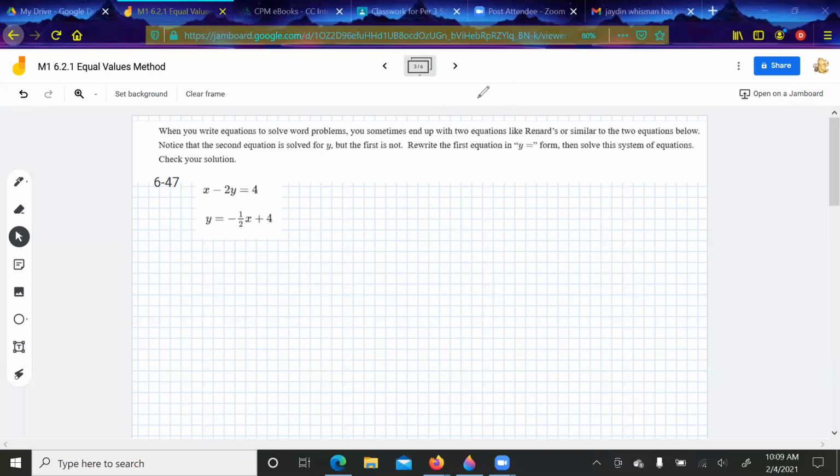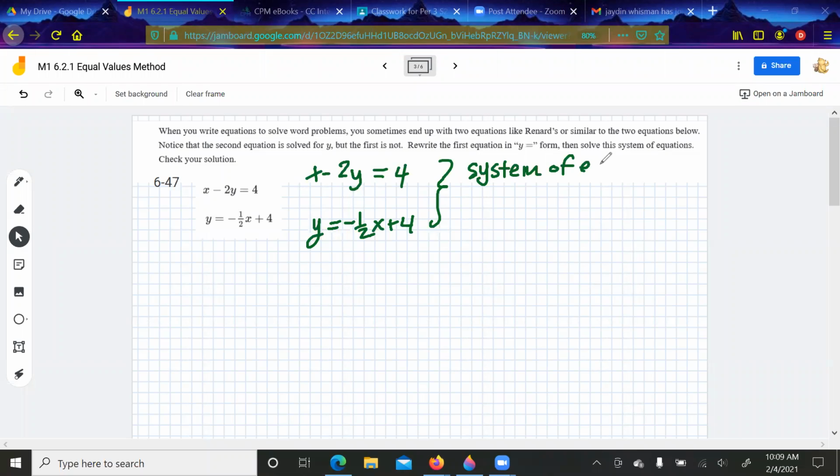Get my pen here. So we have x minus 2y is equal to 4. And then the other equation, so a system, they're usually one above the other like this, y equals -1/2 x plus 4. So this is called a system of equations, right? System, because it has two equations. We want to solve the system, right?